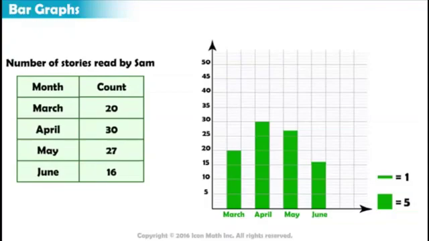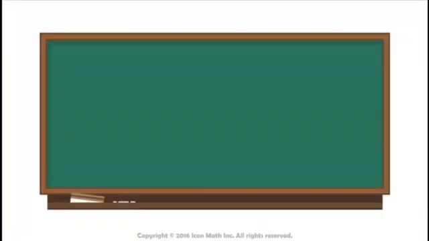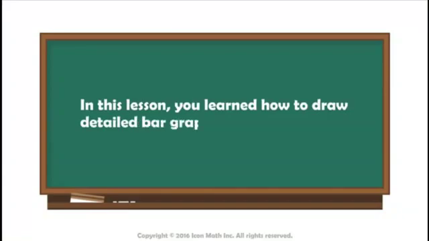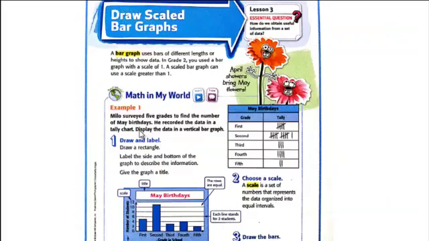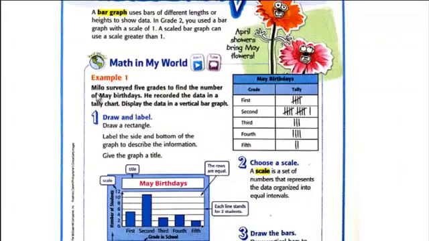In this lesson, you learned how to draw detailed bar graphs. After watching the video, let's start with example number 1. In this example, it says that Milo surveyed 5 grades to find the number of May birthdays. He recorded the data in a tally chart. Display the data in a vertical bar graph.